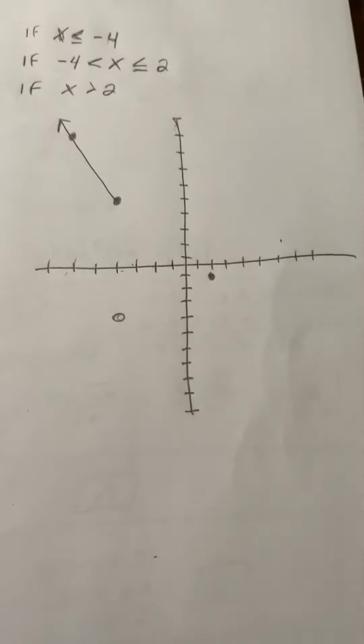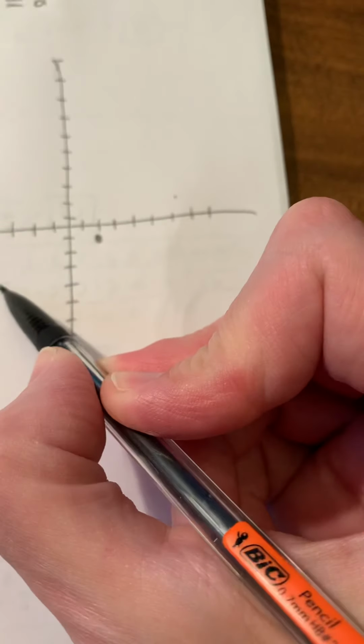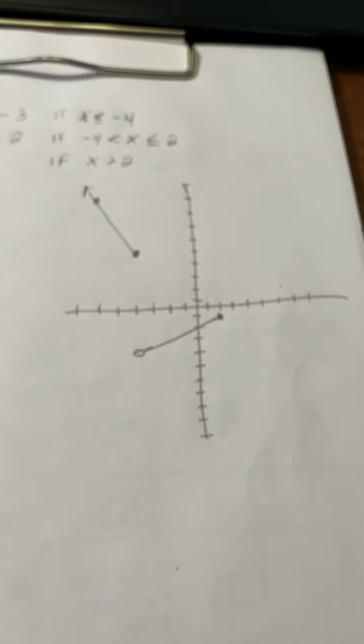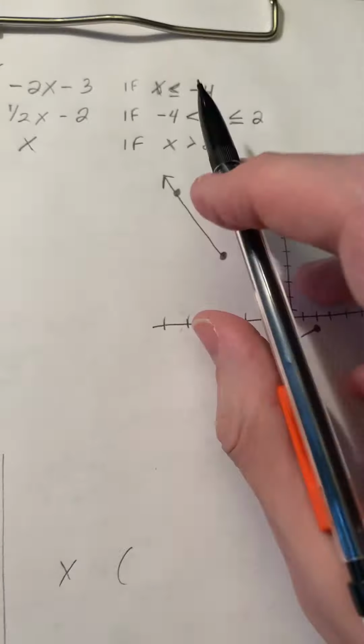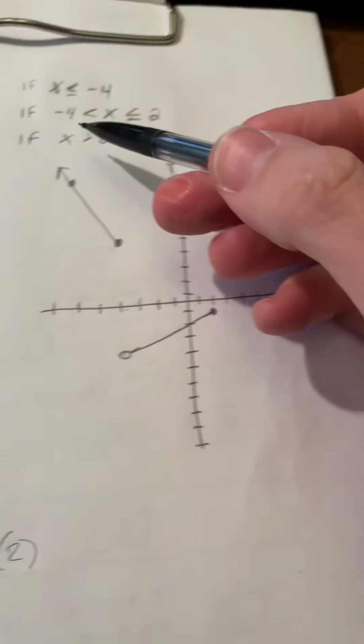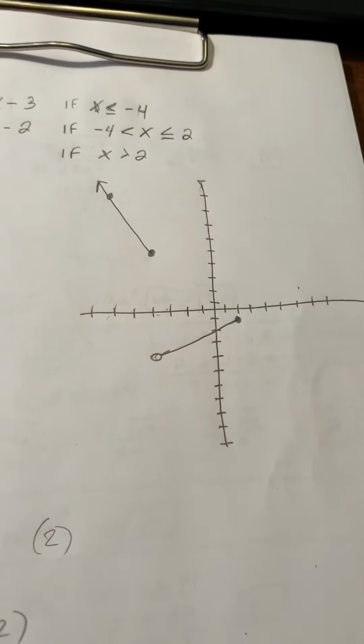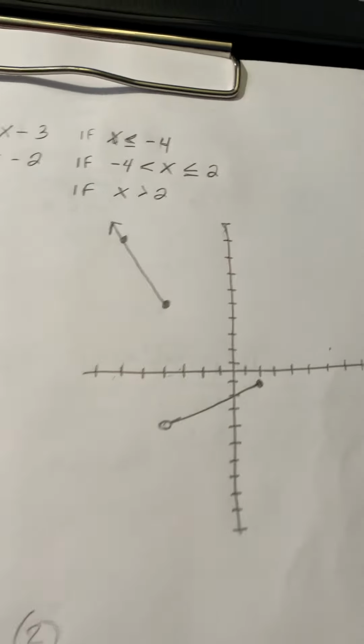Now, because it's a segment that goes from here to there, I can connect those 2 points with a straight line. And now that piece is done. The last piece of the function says x. What that means is I'm going to plug in the number prescribed, which is 2. And obviously, when I plug in 2 for x, I get the number 2. Well, that's the coordinate 2, 2. And it's going to be an open dot because it says greater than, not or equals. So at 2, 2, there's an open dot.